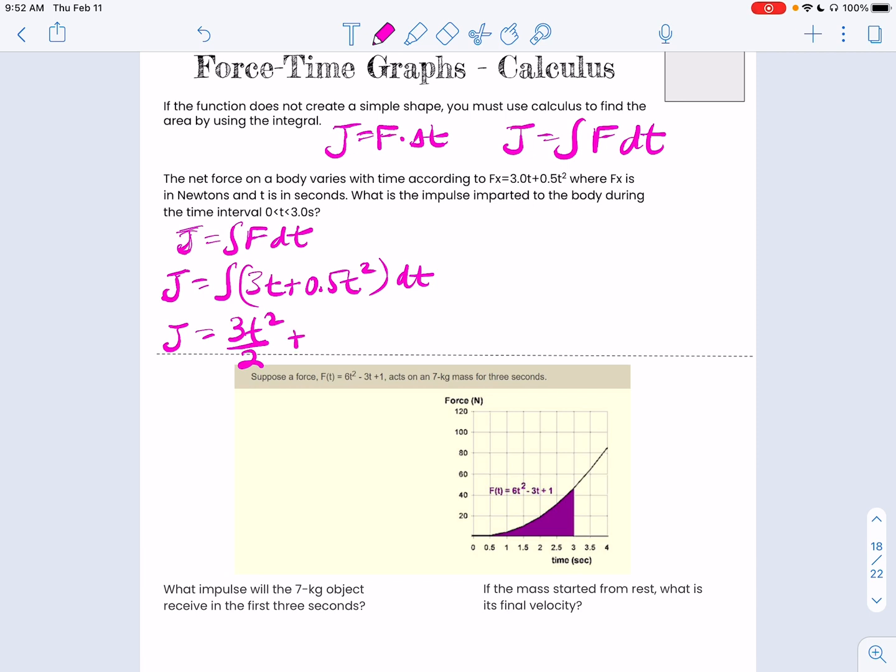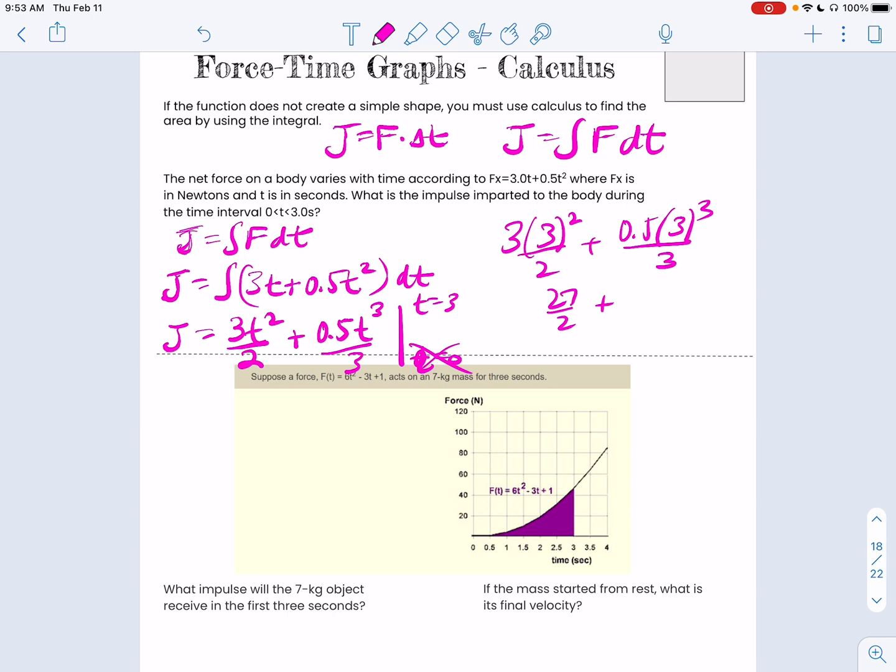And then plus 0.5 times t cubed, because the t has to go up by 1, and then when I move that 3 down, I'd want another 3 there. Then I want to do that from t equals 0 to t equals 3 seconds, and I just have to plug it in, because the zero is not going to matter. So 3 squared over 2 plus half 3 cubed over 3. So 27 over 2 plus 27 times 0.5 over 3.